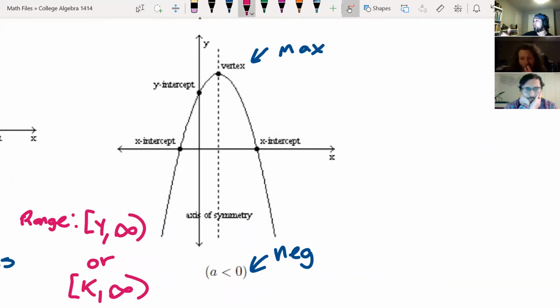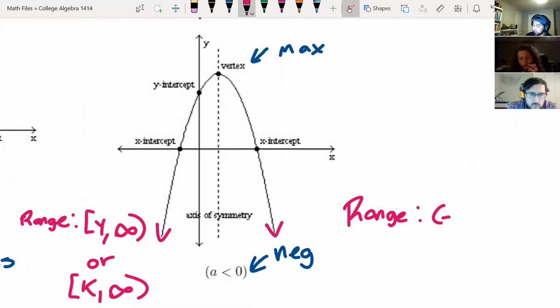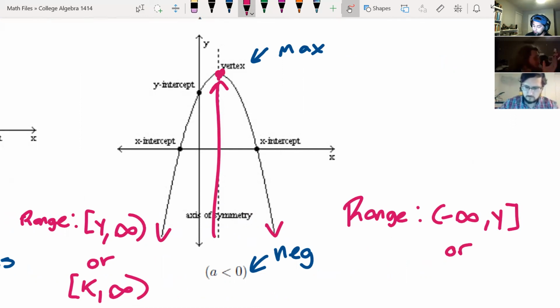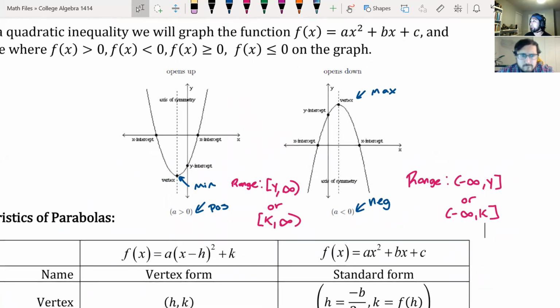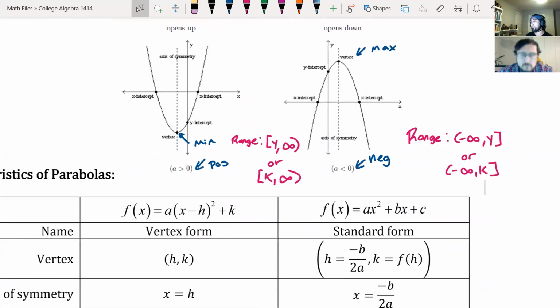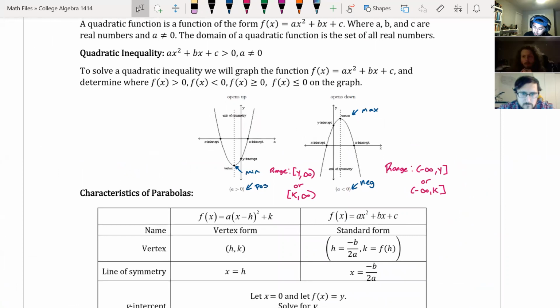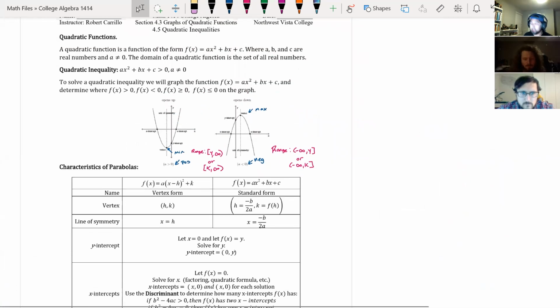And then if your parabola opens down, then your range will start at where these tails are headed. Those tails are headed towards negative infinity. And as we come up, we'll stop at the y value of the vertex. And again, or negative infinity to k. And the reason I'm putting k is because our vertex, the main point of the parabola, is noted as (h, k), which is also the y value. Okay, cool. So those are the characteristics of the quadratic functions and the parabolas. So we're going to start using them on the next page.